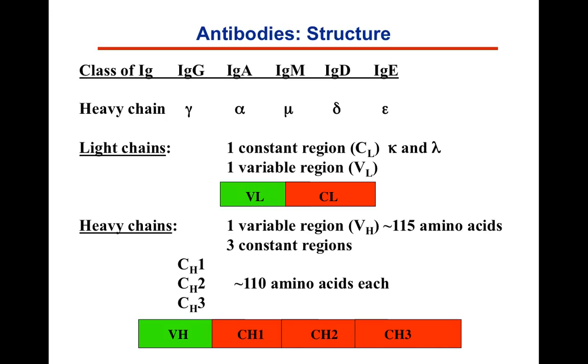A light chain has a variable region and a constant region, VL and CL. For a heavy chain, you have one variable region, and for an IgG, you would have three constant regions. So this would comprise the gamma chain. So again, the way you define the letter, G, A, M, D, or E, is by the sequence composition of the heavy chain. Is it gamma, alpha, mu, delta, or epsilon?